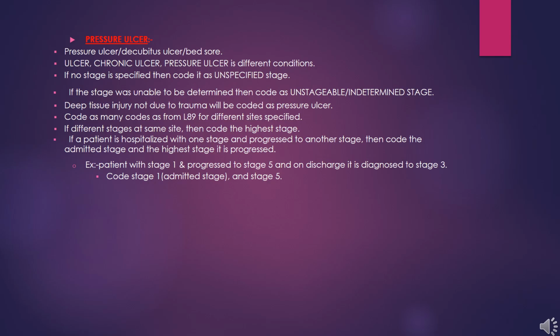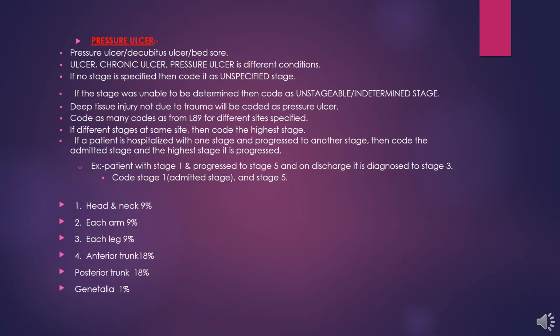Code as many codes from L89 as for different sites specified. If different stages at the same site, then code the highest stage. If a patient is hospitalized with one stage and progressed to another stage, then code the admitted stage and the highest stage it progressed to. Example: a patient with stage 1 progressed to stage 5, and on discharge is diagnosed as stage 3. Code the admitted stage and stage 5.